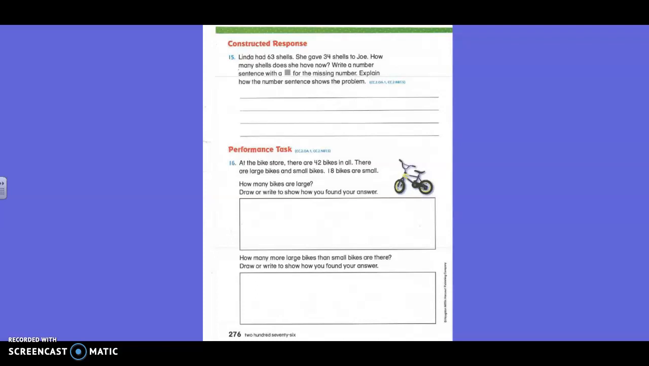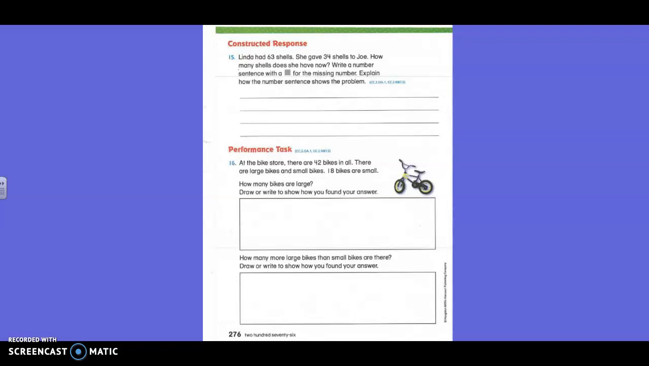All right, second grade, let's read that problem on number 15. Linda has 63 shells. She gave 34 shells to Joe. How many does she have now? Write a number sentence with a box for the missing number. Explain how the number sentence shows the problem.